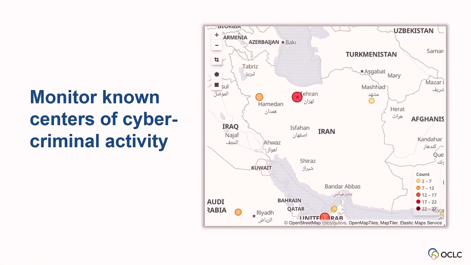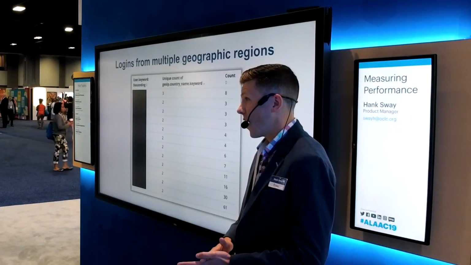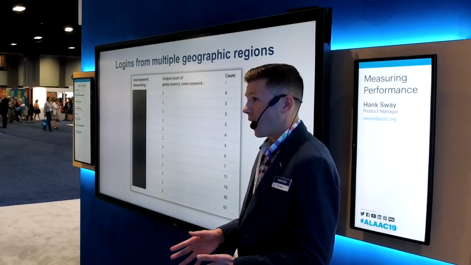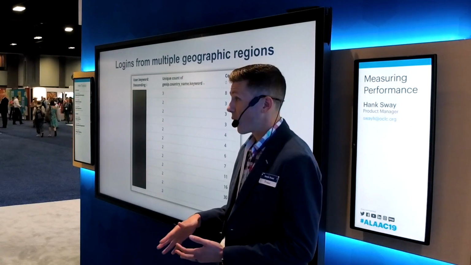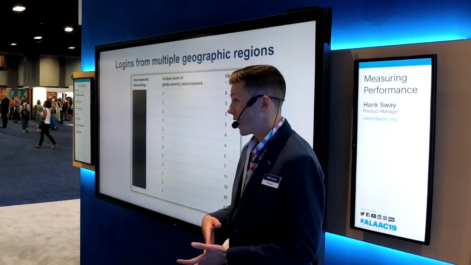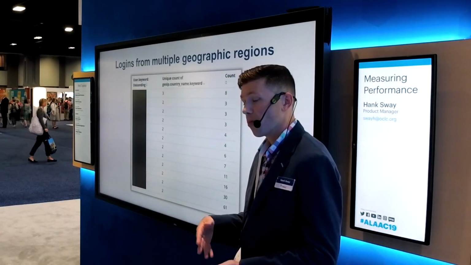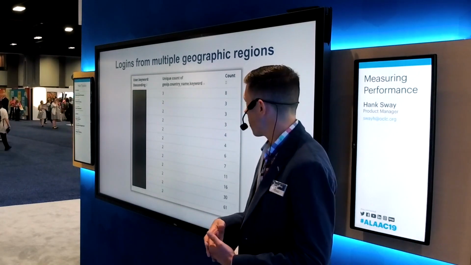And you can then say, okay, who's accessing from Iran? Is that actually where they are? Do we need to do a password reset on that account? And so on. We can also look at logins from multiple geographic regions. If you have a particular user whose credentials have been accessed from multiple countries over a very short period of time, over 24 hours, for example, that's another indication that that account has been compromised. So you can take appropriate action with your institution's authentication provider to reset that password, et cetera.